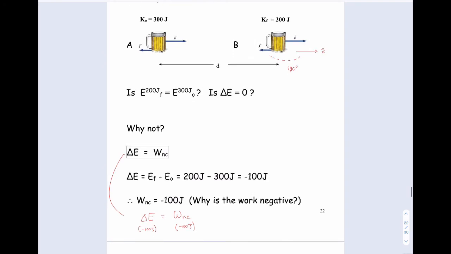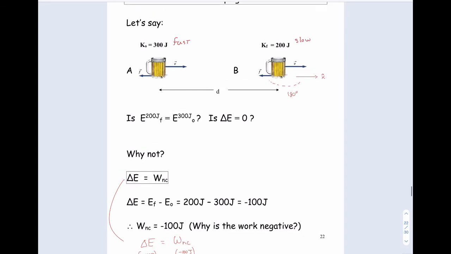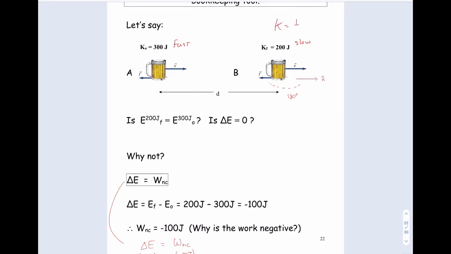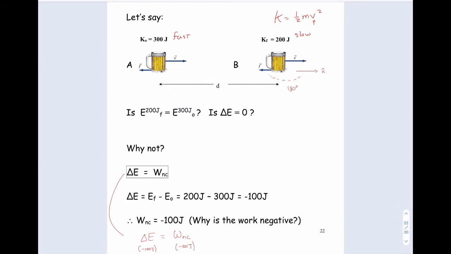So here's a similar picture to what we had. Here's this thing going fast, and here it's going slow. How do we know it's going slow? Remember, kinetic energy is 1/2 mv squared. So if it's 300 joules here and 200 here, that means the speed decreased, but it's still moving. Now I want to know, is energy conserved? Is E final equal to E initial? Well, the final energy, I just made up a number, is 200. Initial energy is 300.